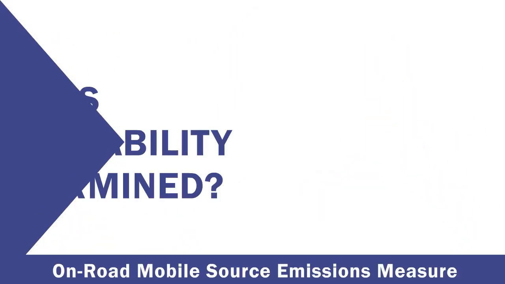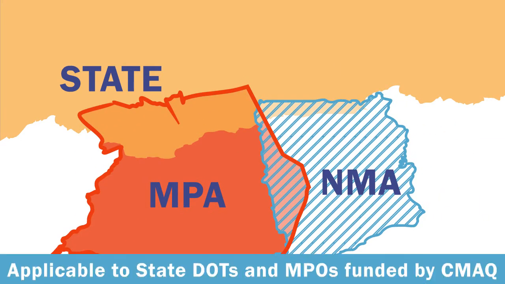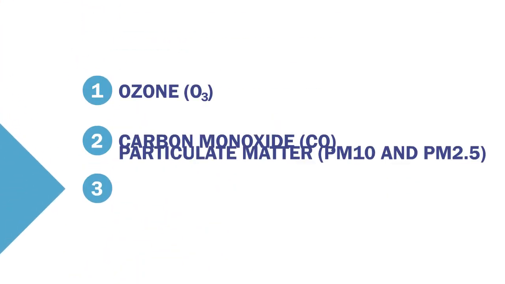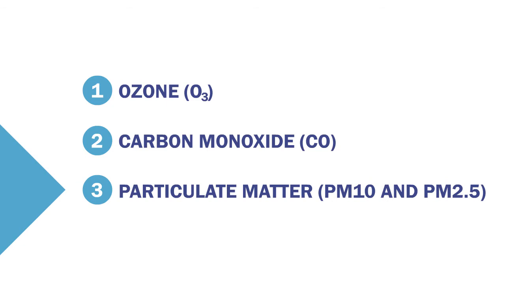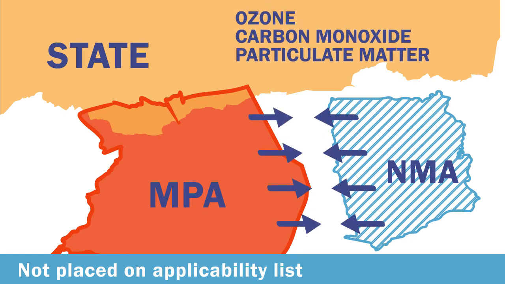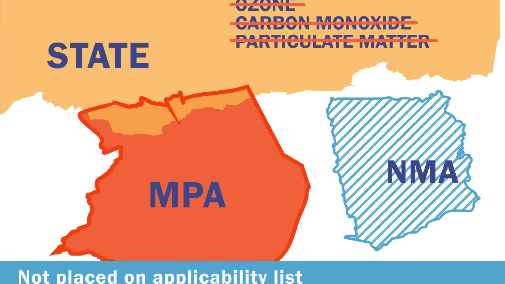Our first question is, how is applicability determined for the on-road mobile source emissions performance measure? The emissions measure is applicable to all states and MPOs, with projects financed with funds from the CMAQ program in areas designated non-attainment or maintenance for ozone, carbon monoxide, or particulate matter NAAQS. If the state or MPO does not contain any portions of non-attainment or maintenance areas for any of the pollutants listed above, it is not subject to the emissions measure. On to our second question.